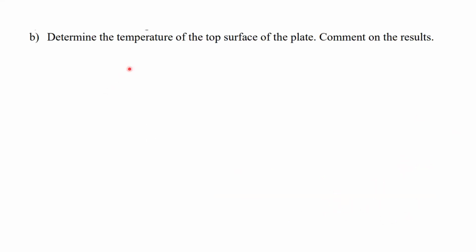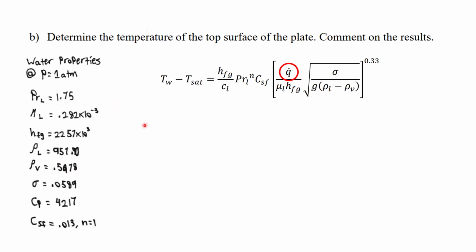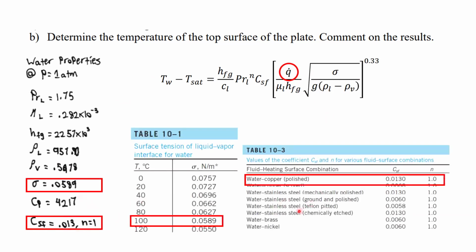Moving on to part B, determine the temperature of the top surface of the plate, and comment on the results. So to do this, we'll just use this boiling equation we have from class. So we just solve for the wall temperature. We're going to get our water properties at 1 atmosphere. These are just standard to look up through a table. The only 2 new values here are the surface tension and the surface finish values. And for those, we can just get those from 2 separate tables.